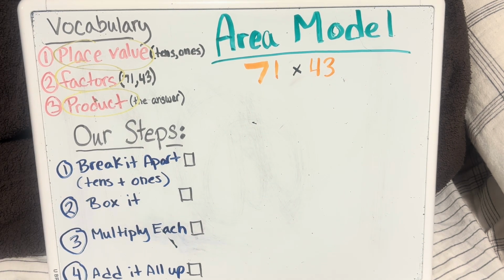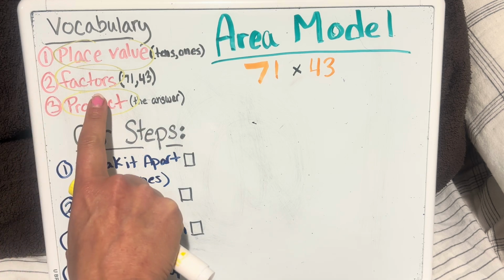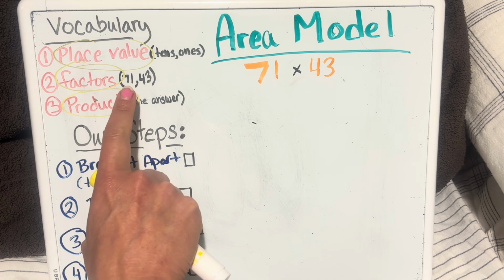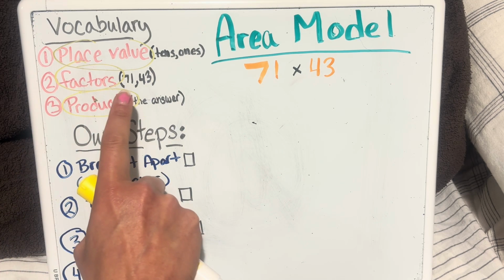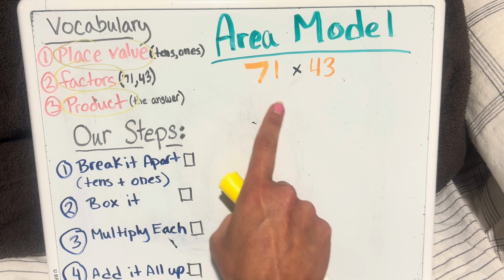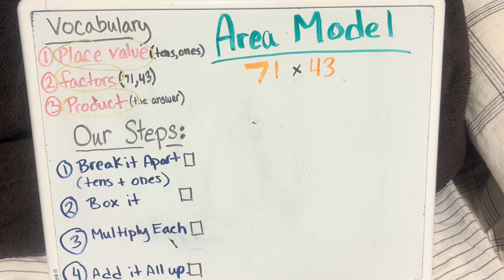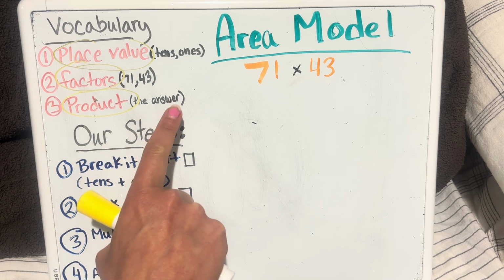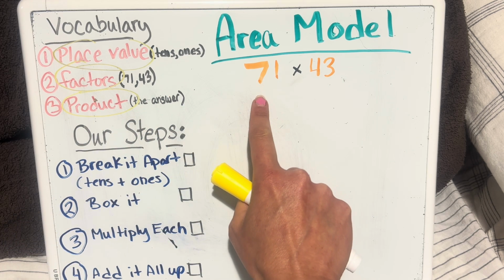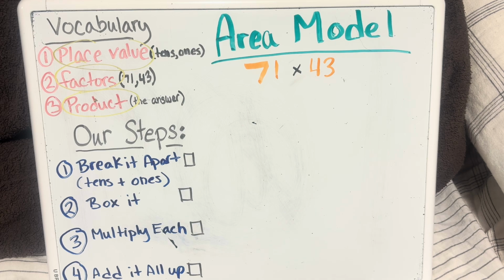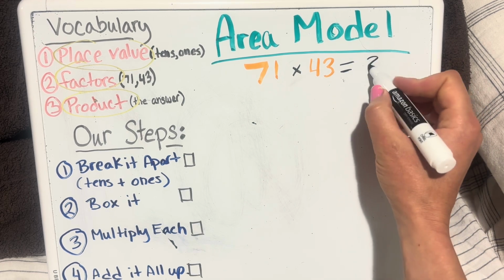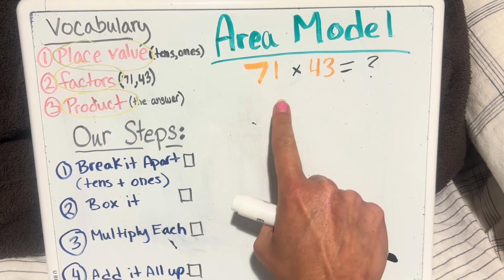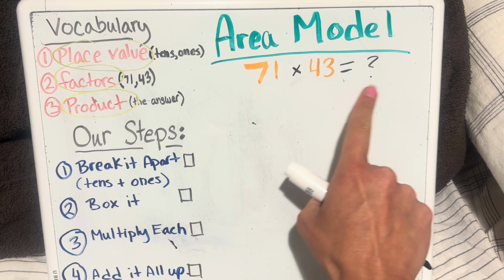The second word we're going to talk about is factor. Factors are the numbers that we're multiplying by each other. So our factors in our problem today are 71 and 43. And then we're also going to talk about product, and that is the answer or what we get. So this is what we're looking for today. We want to know the product of multiplying our factors, 71 times 43.